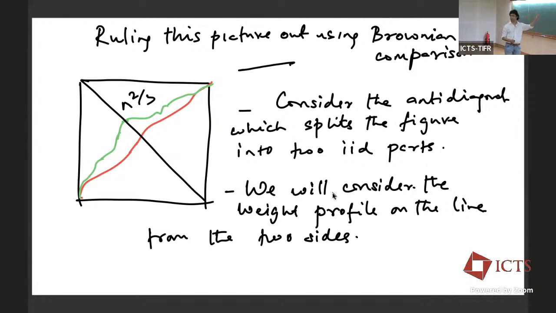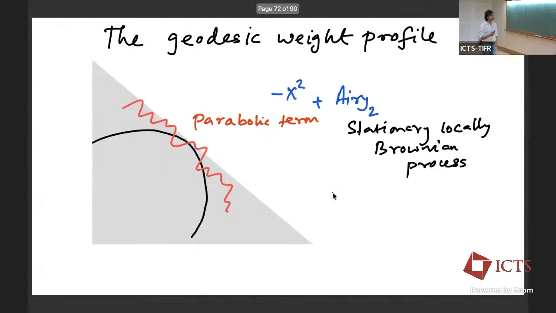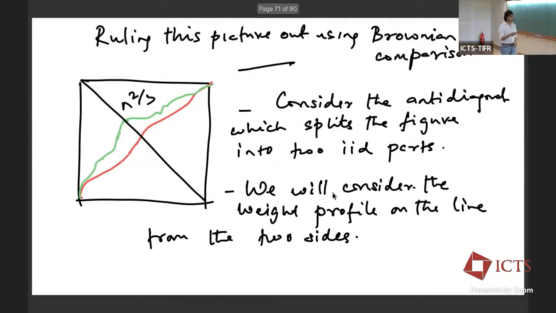Now we have to rule this picture out. So how does one rule this out? Recall that this was the passage time profile. If you take this point and then draw the passage time on this line, then it's a parabola plus some fluctuations. This sort of picture allows us to actually compute where the geodesic passes through, what this point is. Let's see how that is done.